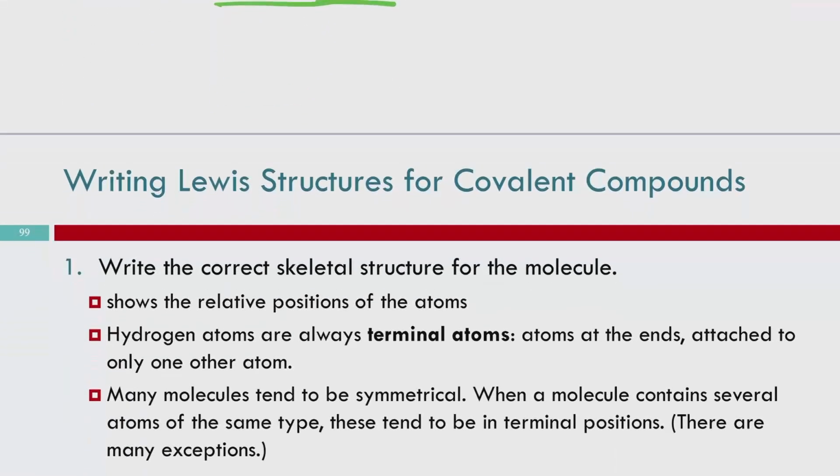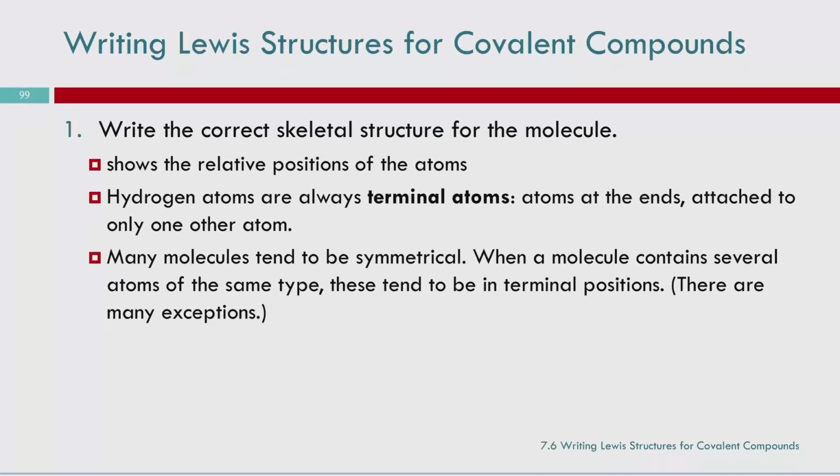So if we want to write Lewis structures for covalent compounds, we've got some rules. So the first thing that we want to do is draw the skeleton. So we want a skeletal structure just showing the relative positions of the atoms, and we've got some subsets of rules for this. So our hydrogen atoms are always, always, always terminal atoms.